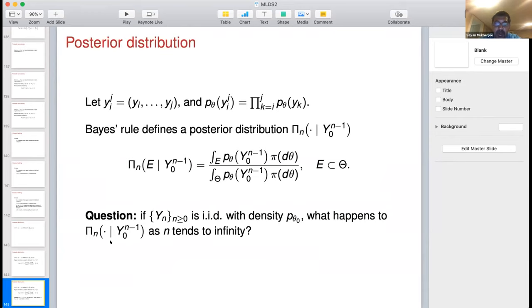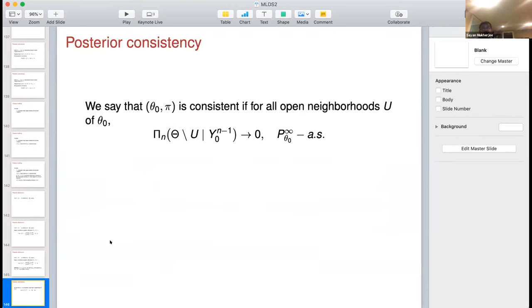Is it consistent? What we mean by posterior consistency is you have a theta zero and a prior. It's consistent for all open neighborhoods U: if I look at theta, cut out U, and given my sequence, I'm basically showing that this is going to zero, almost surely.